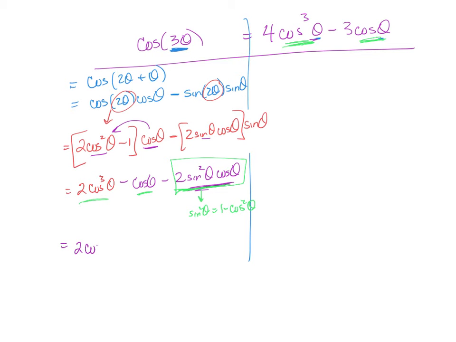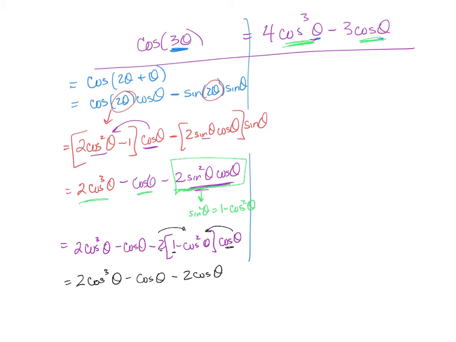I get a 2 cosine cubed theta minus cosine theta minus 2. Okay, let's throw in Pythagorean's theorem here, times cosine theta. Let's distribute these guys in. And I'm going to have my 2 cosine cubed theta minus cosine theta. Okay, so I have a minus 2 cosine theta. And then I have a minus and a minus. It gives me a plus 2 cosine cubed theta. And let's see where that leads us.